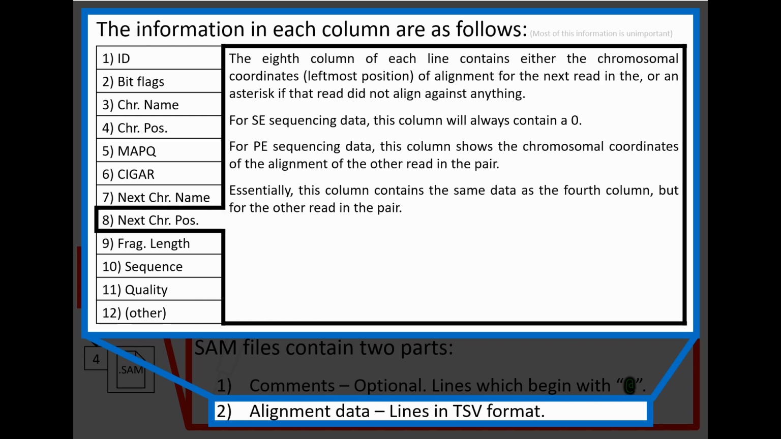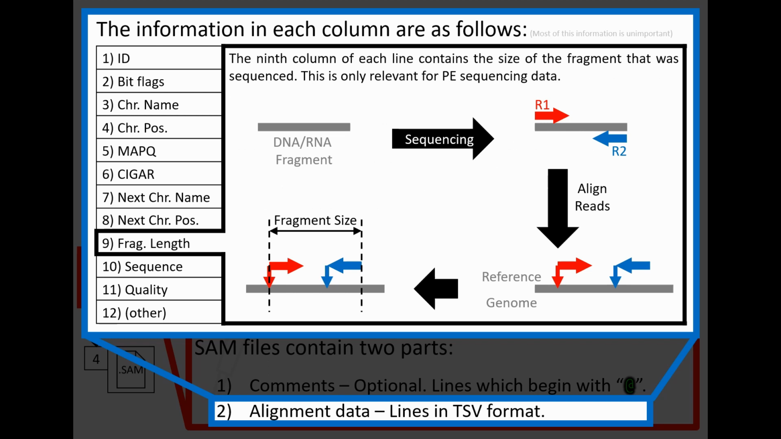Similarly, the 8th column will always contain a 0 for single-end sequencing data. The 9th column contains the size of the fragment that was sequenced. While this can be calculated from the other available information, it is convenient to have as a readily available data value, because we cannot obtain the size of a fragment by simply subtracting the index of one read from the other, as you can see from this figure.